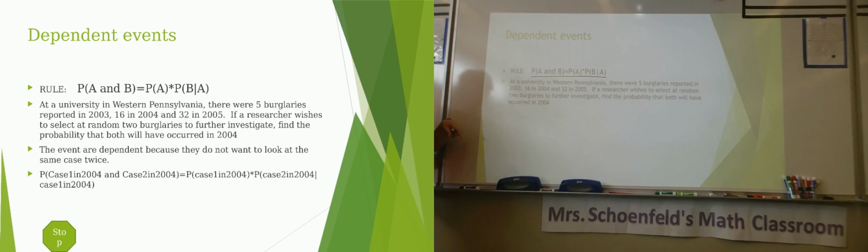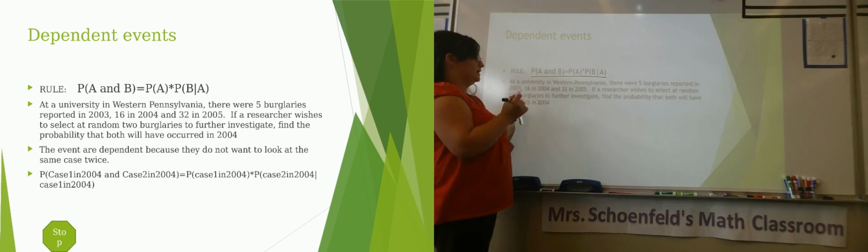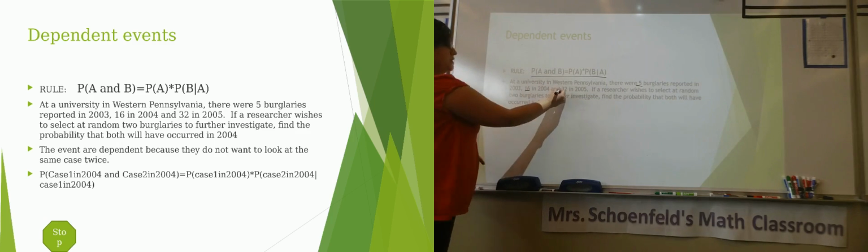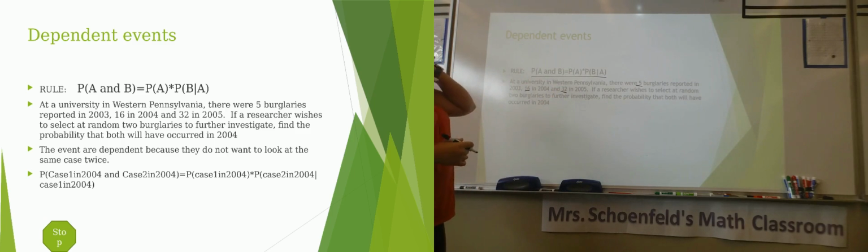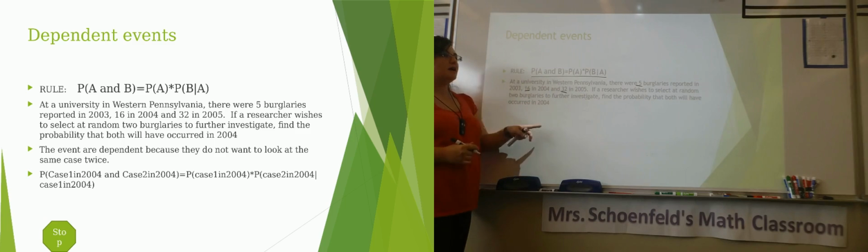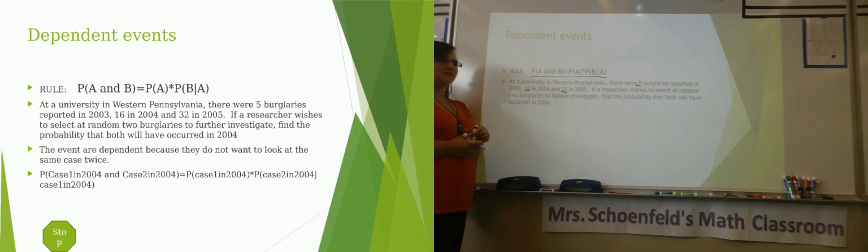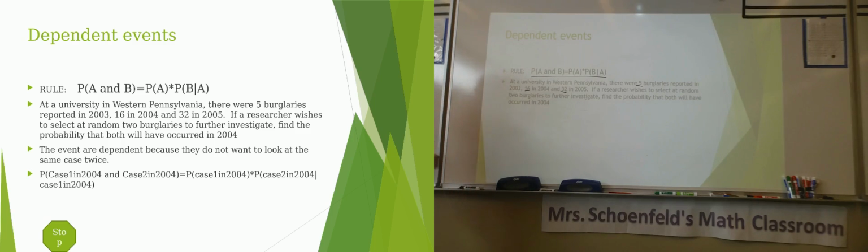At a university in Western Pennsylvania, there were 5 burglaries reported in 2000, 16 in 2004, 32 in 2005. If a researcher wishes to select at random 2 burglaries to further investigate, find the probability that they will both have occurred in 2004. Do you know how hard it is to spell burglaries? It's a weird word to spell. I had to spell it like 5 times in here. Maybe twice.